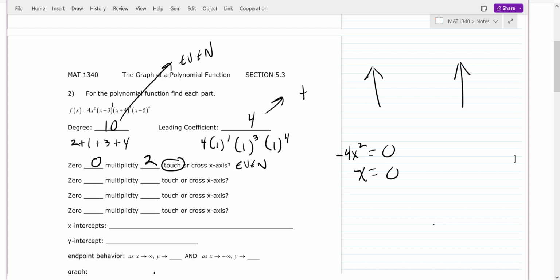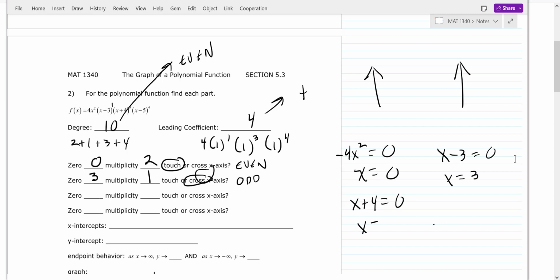So you should have that somewhere. Then you've got x minus 3 equals 0. That'll give x equals 3. So you have a 0 at 3. It has a multiplicity understood to be 1. Since that's an odd number, that means you cross the x-axis, like that. Next one you have is x plus 4 equals 0.